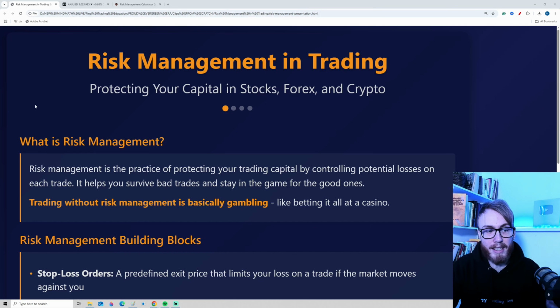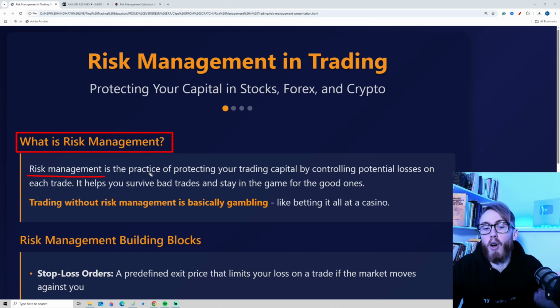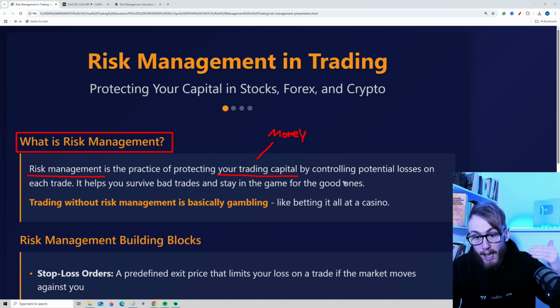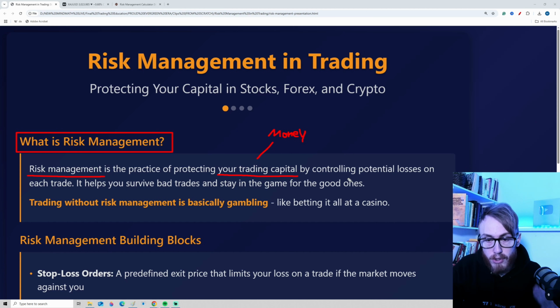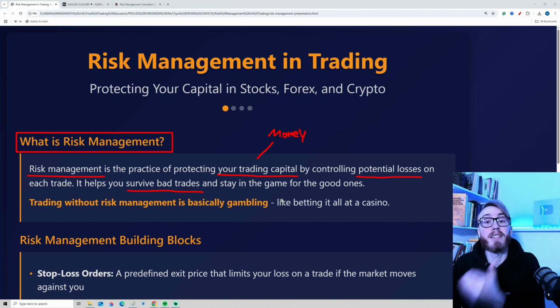But alright, so let's begin here by answering the very important question: what is risk management? Well, risk management is basically the practice of protecting your trading capital. This is basically just a fancy term for saying protecting your money. And we basically do that by controlling our potential losses on each trade. And this helps us survive bad trades and stay in the game for the good trades.